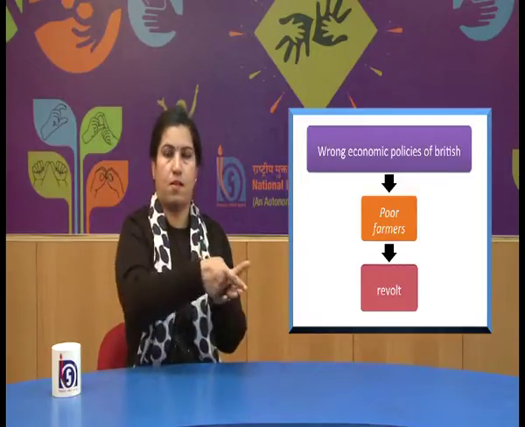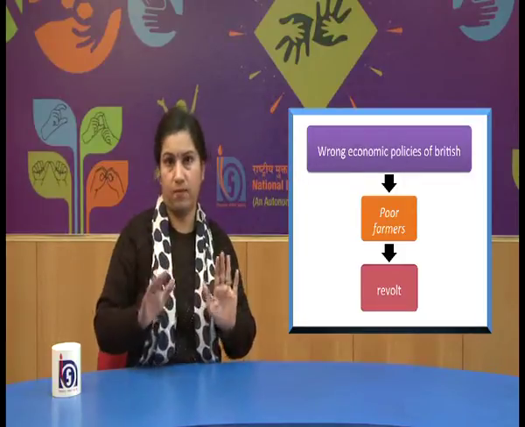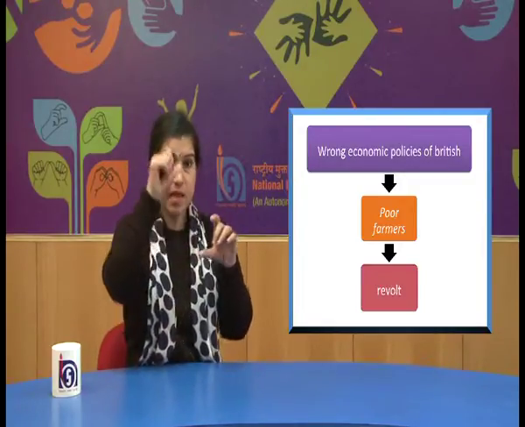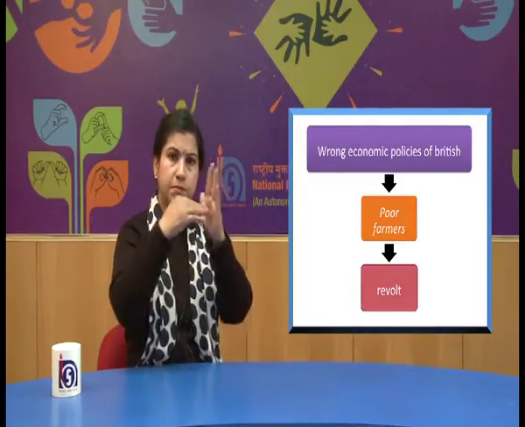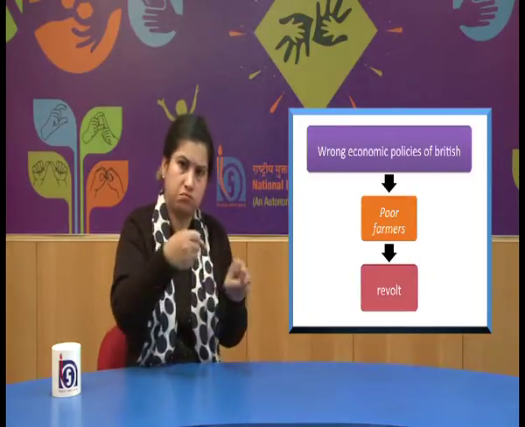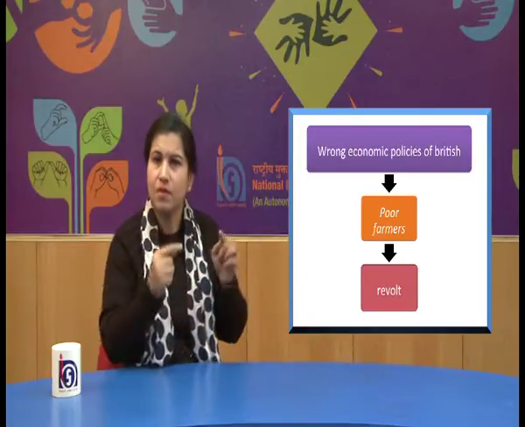Learners, the condition of peasants or farmers did not improve with these new systems and they became more poor and unhappy. And this unhappiness and frustration inside them led to the beginning of peasant revolts. A peasant revolt is the revolt of farmers against those who exploited them. While in some cases the revolts were against the British East India Company, in some other cases they were aimed against the zamindars and moneylenders. Let us now try to understand the various reasons responsible for the beginning of revolts of farmers.